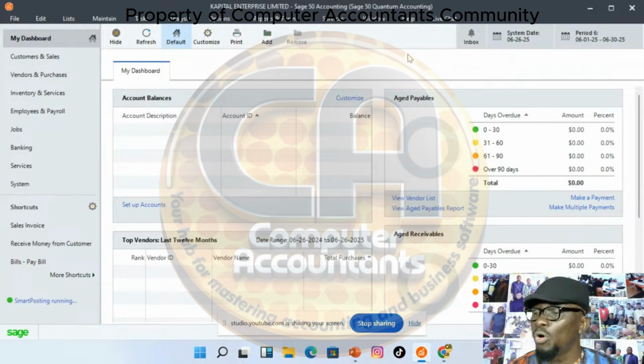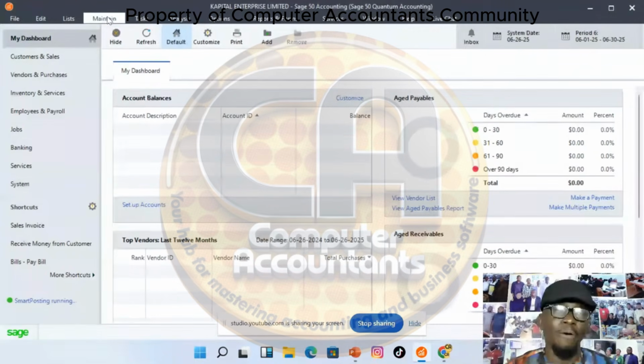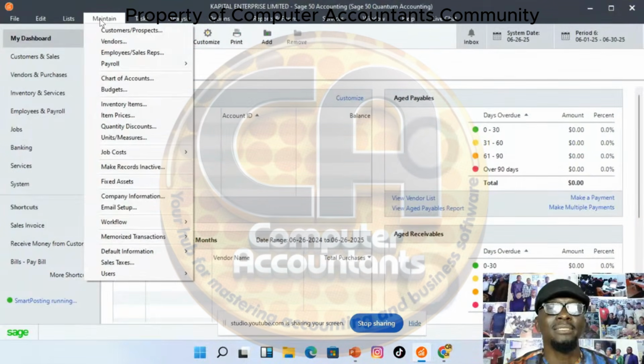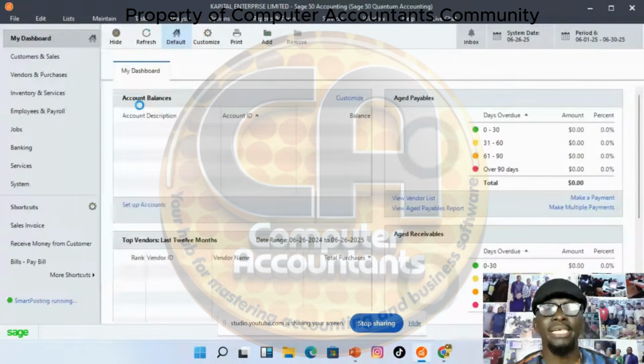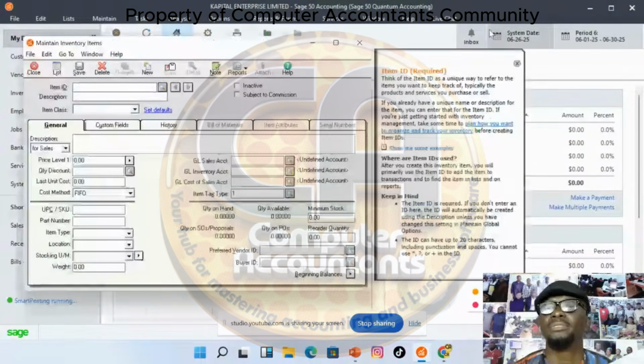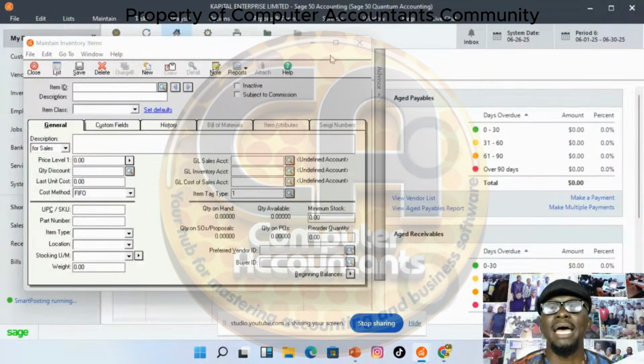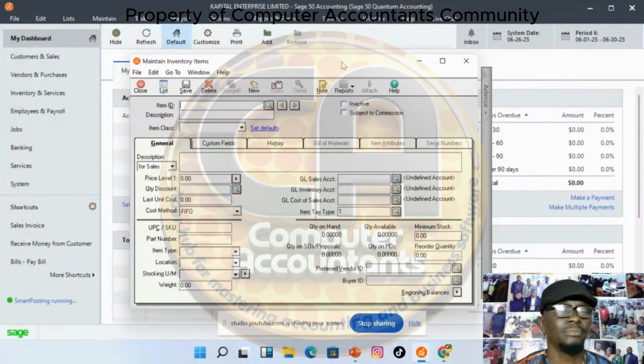Okay, so let's go in. So the business has hair creams, red shoes and body creams. So that's the three products they buy and resell to customers. So we are going to create them. The setup is in maintain. So I'll go back to maintain, items. Good. I'll click on inventory items.